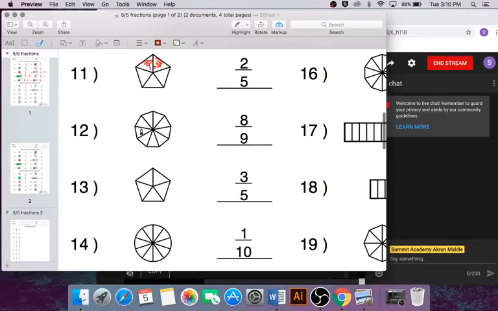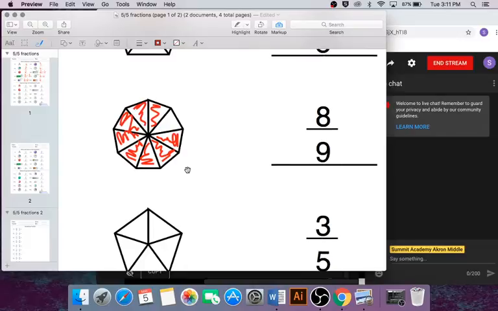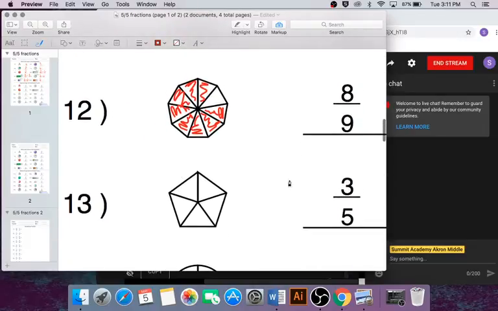For number 12, it's telling us that we have 9 whole pieces and we need to shade in 8 of them. So we have 8 out of our 9 pieces shaded in. For our next one, we have 5 pieces in the whole, and we're going to shade in 3 of them. So we're going to shade 1, 2, and 3.